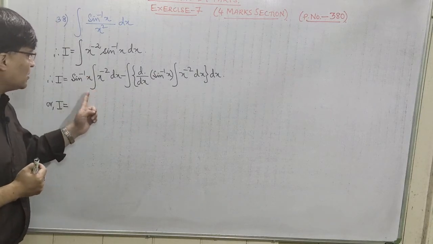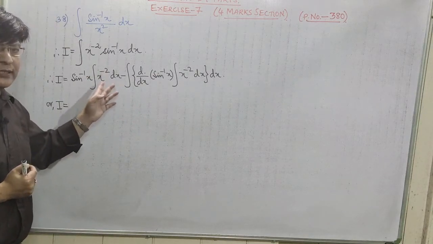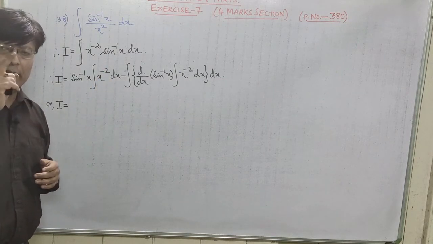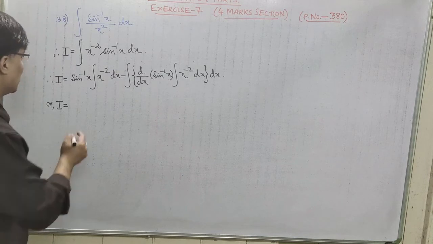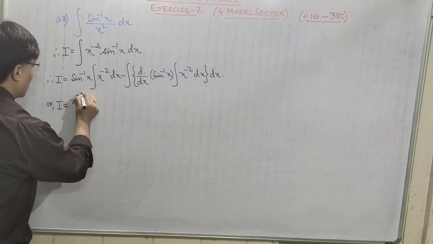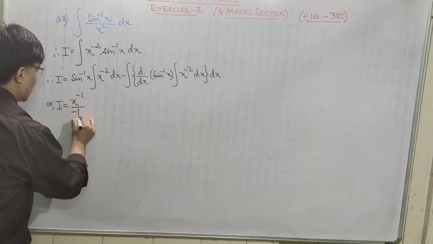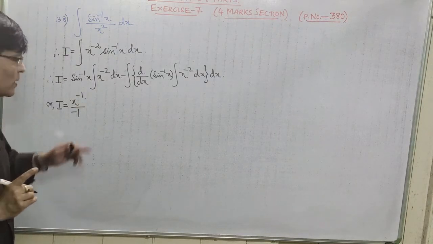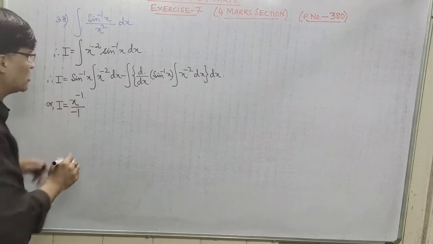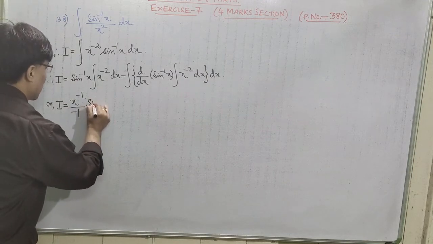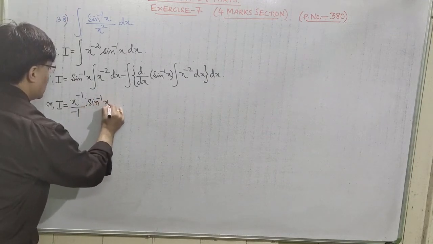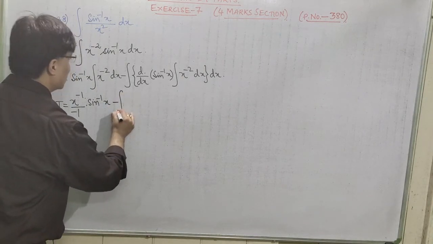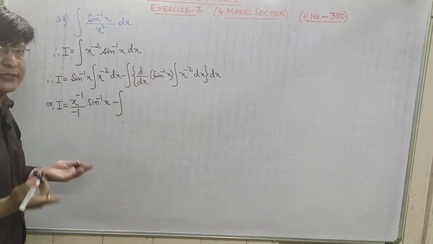So integration of x to the power minus 2 dx. This is in the form x to the power n dx. What is this integration? x to the power n plus 1 divided by n plus 1. So it is x to the power minus 1 divided by minus 1, that is x to the power minus 2 plus 1 divided by minus 2 plus 1. That is x to the power minus 1 divided by minus 1 into sine inverse x. Into sine inverse x.